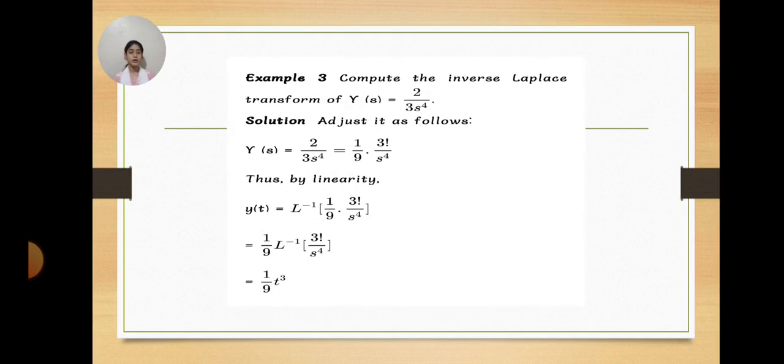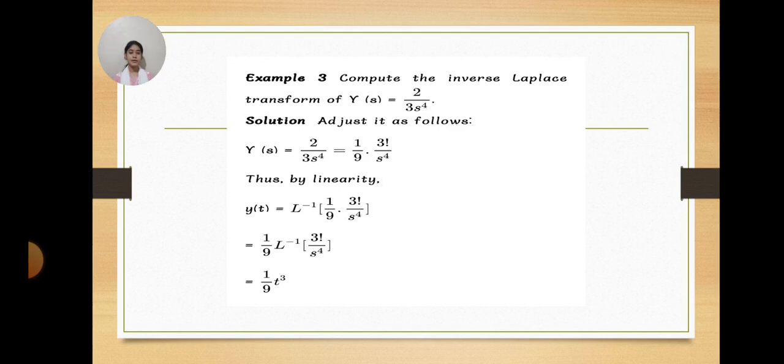Example 3. Compute the inverse Laplace transform of Y(s) = 2 divided by 3s⁴. Y(s) = 2 divided by 3s⁴ becomes 1 divided by 9 into 3 factorial by s⁴. This is as per the Laplace formula.